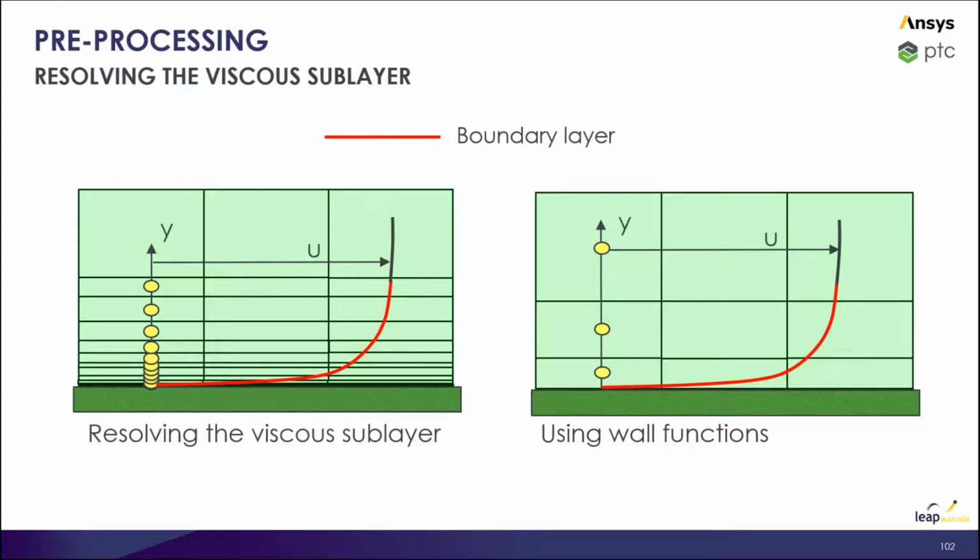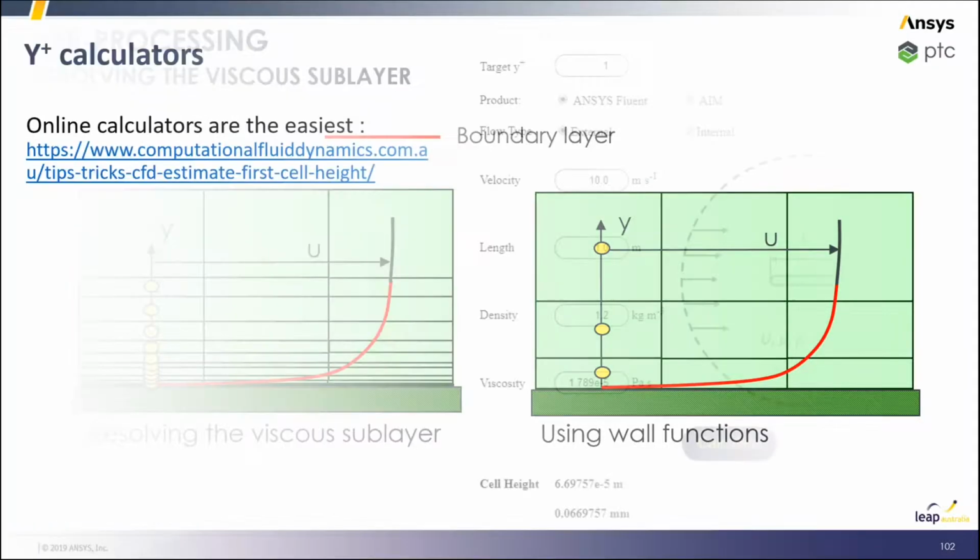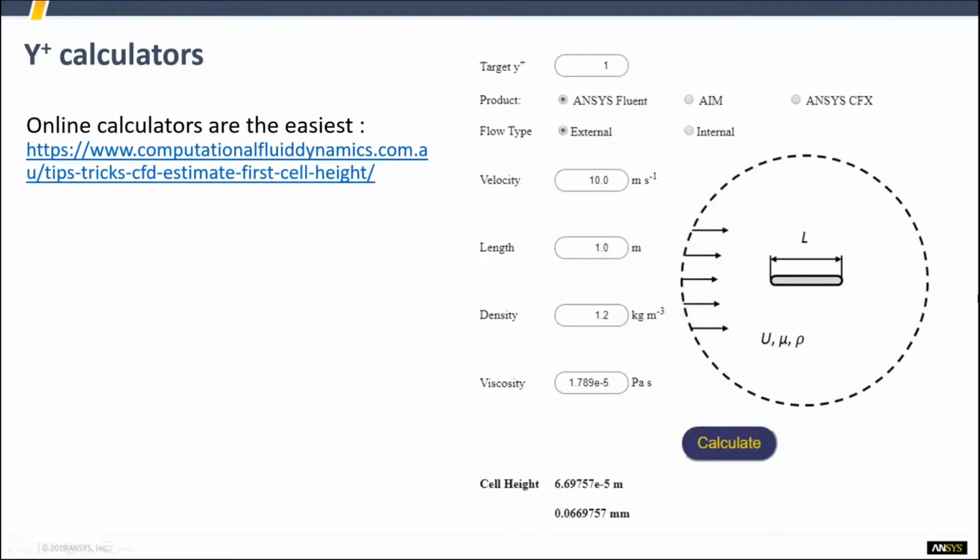So the 2 different methods. In either case, we need to have a lot of elements. Now, actually figuring out what our Y plus is, you can have a good first guess using certain calculators. You can look it up, there is a formula for it. We also have a calculator that we've created for it. So you'd put in your target Y plus, your velocity, the length, and your density and viscosity.